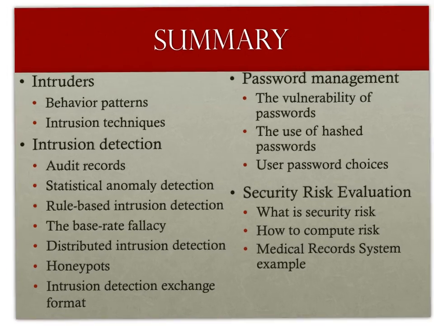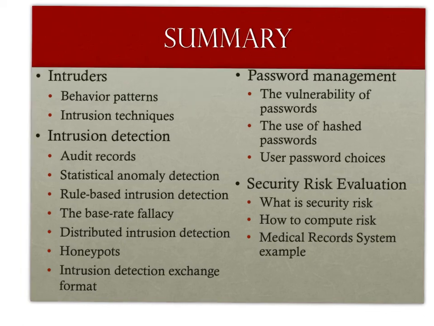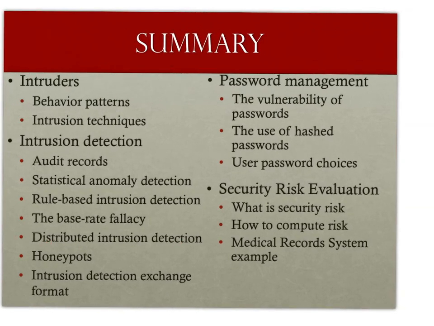So here, this is the summary for this chapter. We talked about the different types of intruders, the misfeasor, the clandestine, and so on. We talked about intrusion detection systems. We talked first about the centralized intrusion detection systems. We talked about anomaly, statistical anomaly detection, and we talked about rule-based. And then we talked about distributed intrusion detection based on the agent modules and how we distribute the agent modules in the network. We talked about honeypots, and honeypots also in a distributed way.